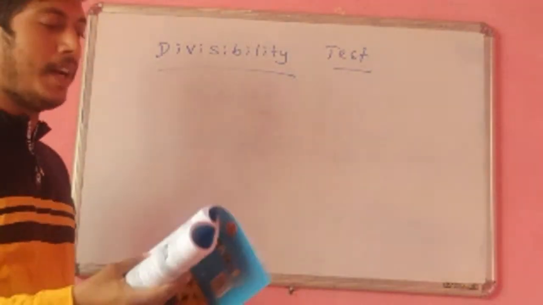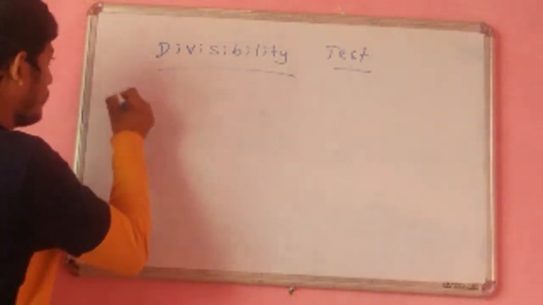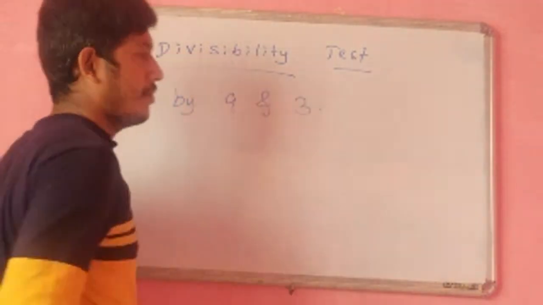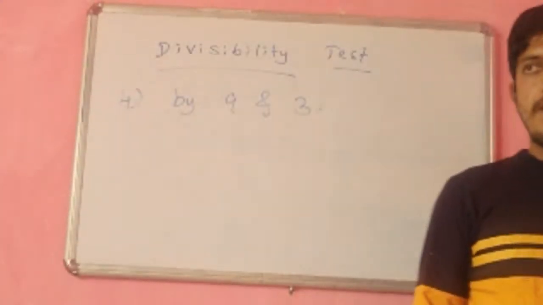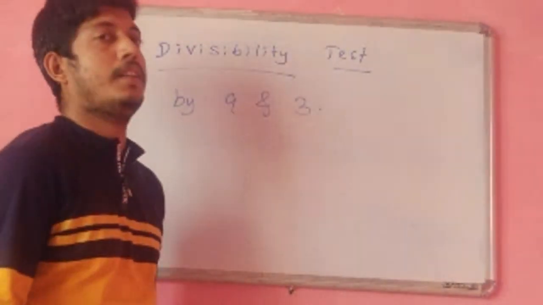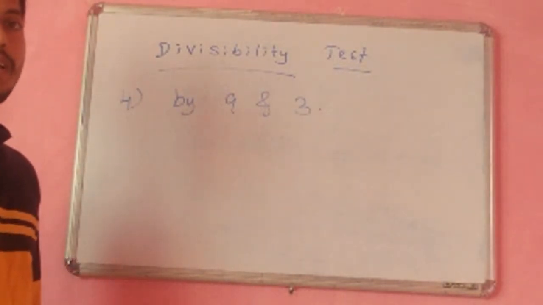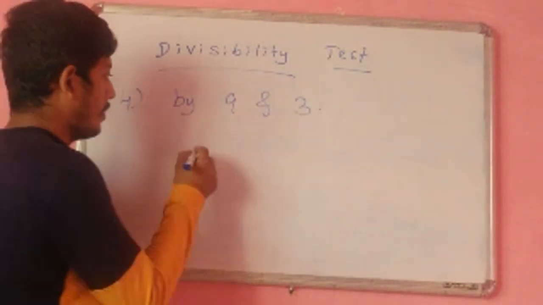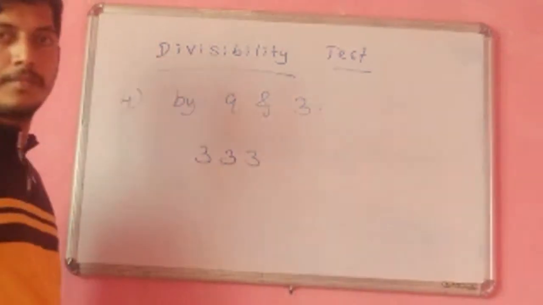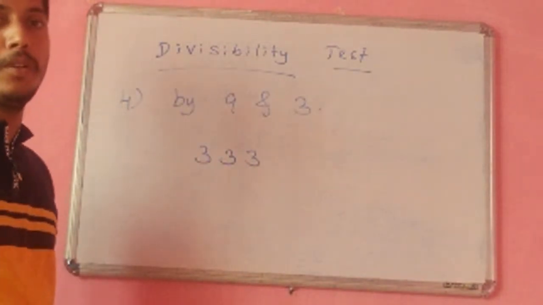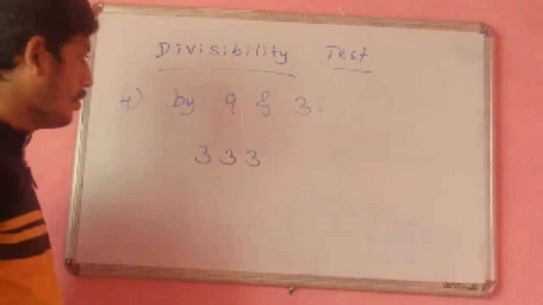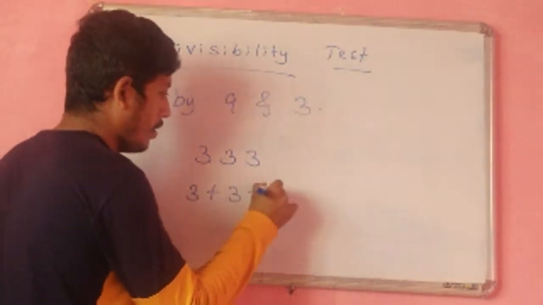Divisibility by 9 and 3. Fourth one. By 9 and 3. So here a small change or small break is present. That is to find out whether the given number is divisible by 9 or 3. First step. For example, I will consider one number, 333. I have to find out whether this number is divisible or not. So what I have to do is add these three digits. So that is 3 plus 3 plus 3.